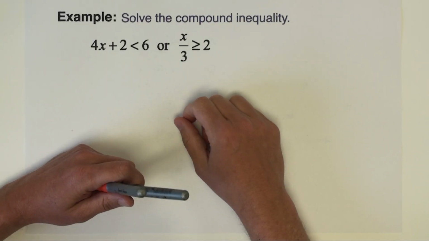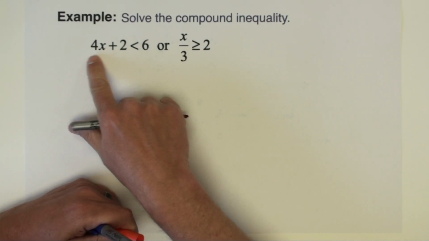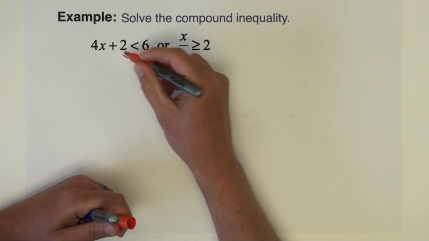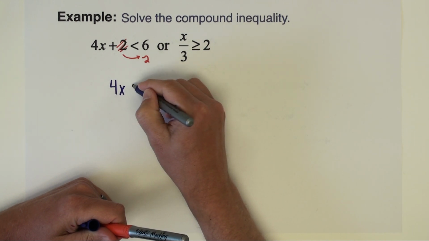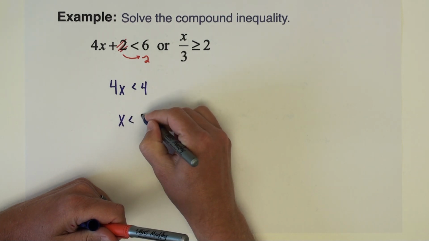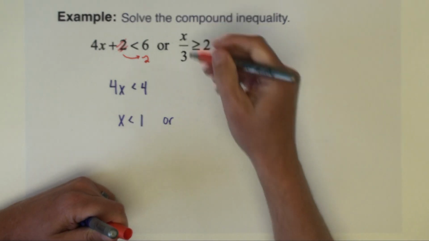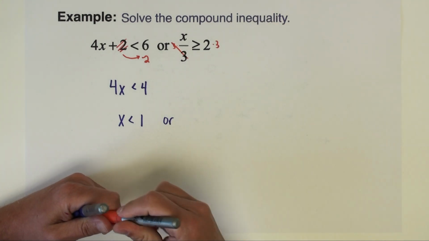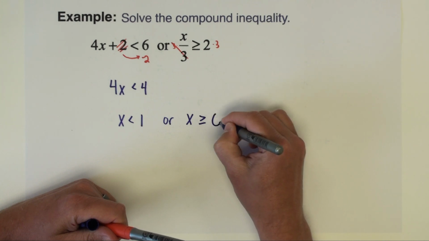Okay, the final example problem in this extra practice video is another compound inequality. It's an or statement. Starting with 4x plus 2 is less than 6. So I'm going to subtract 2, get the 2 out of there. So I've got 4x is less than 4, and divide by 4 we get x is less than 1. Or I'm going to jump way down here because this is a one-step inequality. I'm just going to multiply by 3. I'm going to get x is greater than or equal to 6.